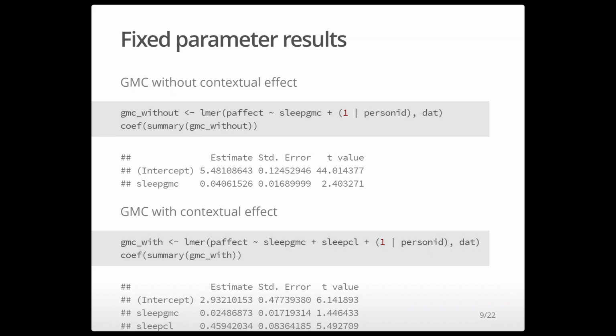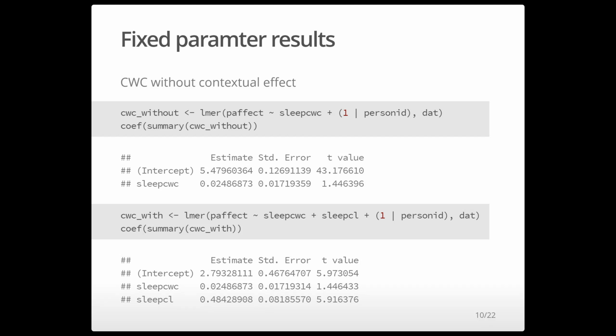And when we compare this to the version with grand mean centering, this is a contextual effect. So this is the difference between the level 1 and level 2 effect. And this is the pure level 2 effect.